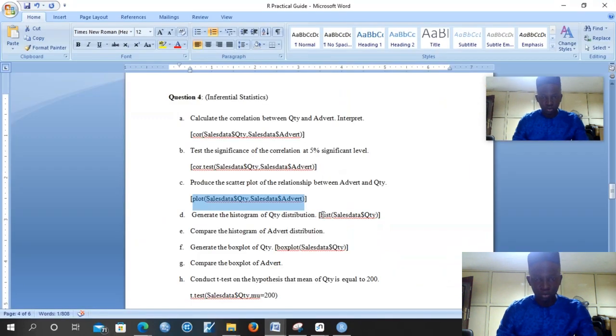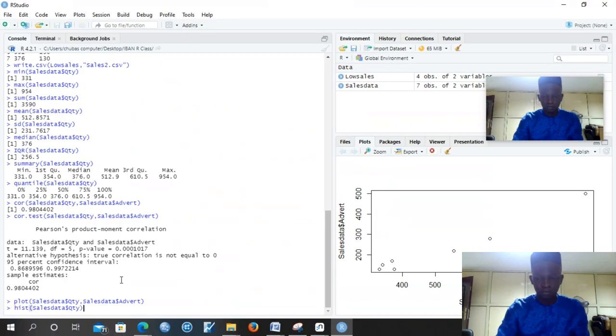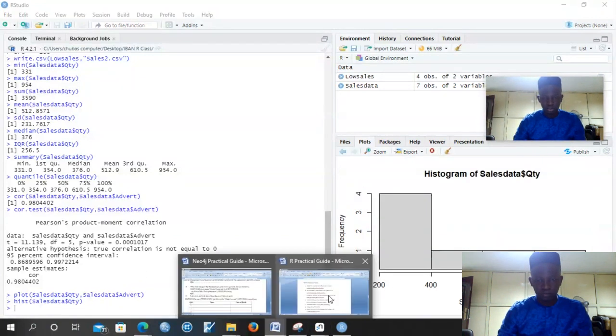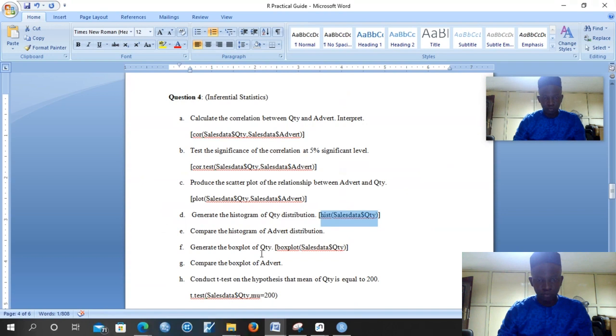Also, we want to do the histogram of the quantity. So a histogram can be for one item, while the plot will require two. So this is the histogram for the quantity. You can do the equivalent, so compare the histogram of advert. I leave that one for you to do.